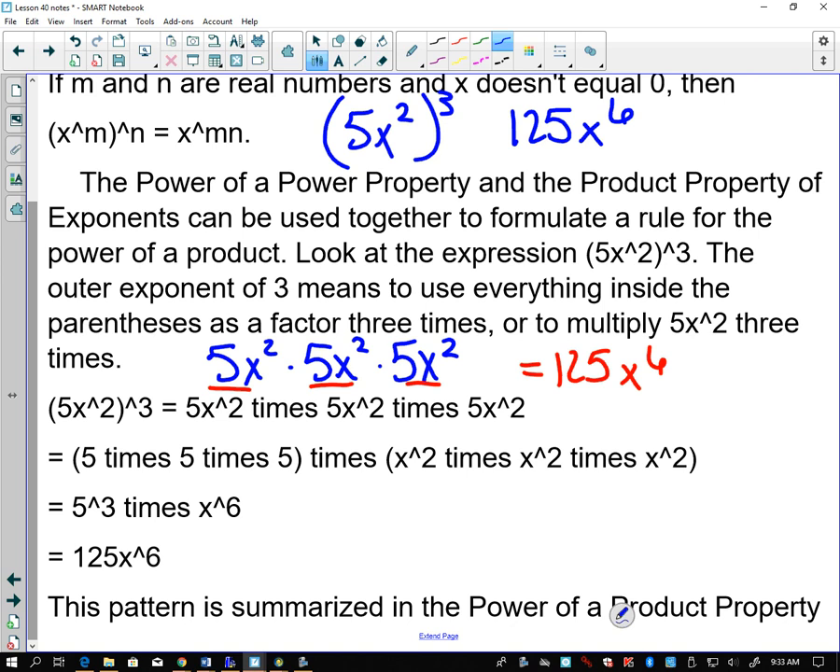Okay. So you see, it's 5 times 5 times 5 times x squared times x squared times x squared. 5 to the third times x to the 6th, 125 x to the 6th. And this pattern summarizes that power.